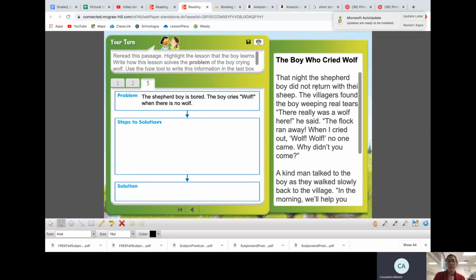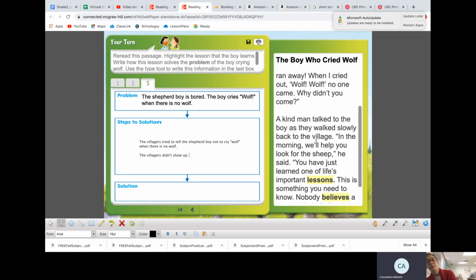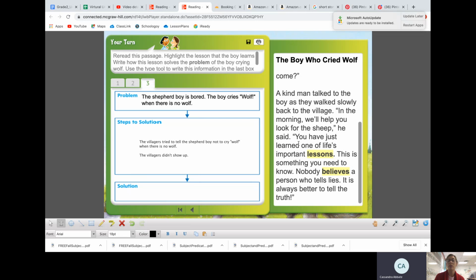All right, ready? That night, the shepherd boy did not return with their sheep. The villagers found the boy weeping real tears. "There really was a wolf here," he said. "The flock ran away. When I cried out, wolf, wolf, no one came. Why didn't you come?" A kind man talked to the boy. They walked slowly back to the village. "In the morning, we'll help you look for the sheep," he said. "You have just learned one of life's important lessons. This is something you need to know. Nobody believes a person who tells lies. It is always better to tell the truth."